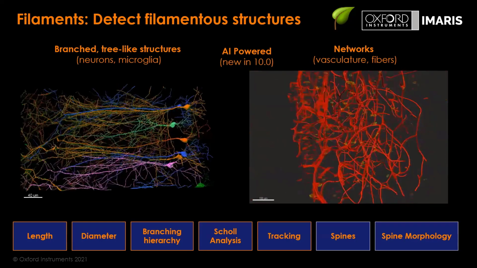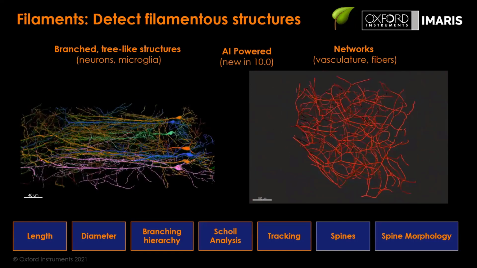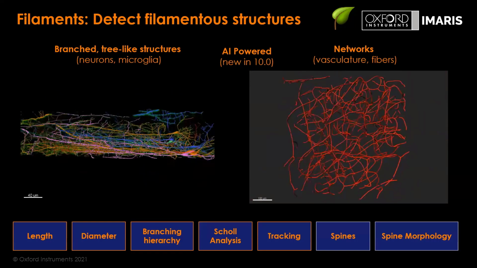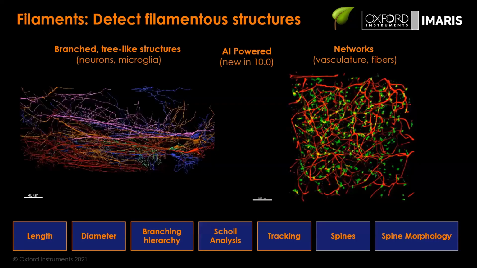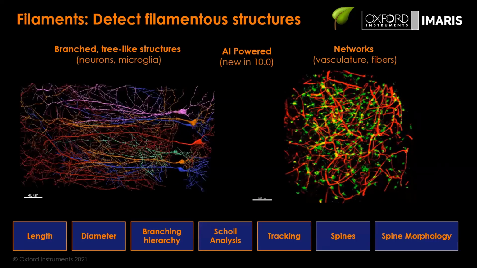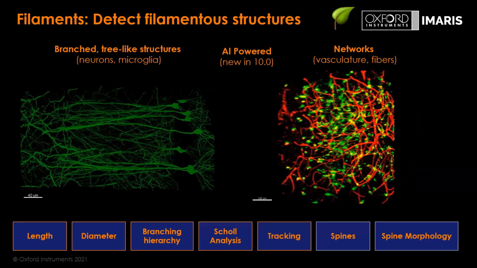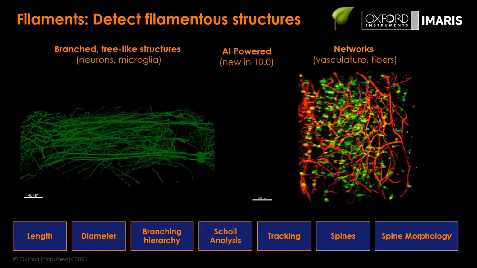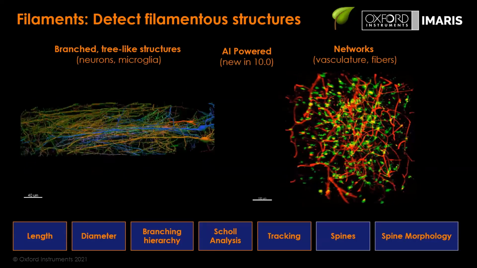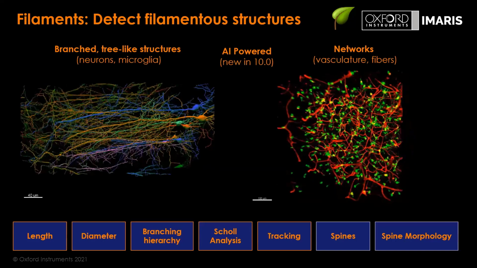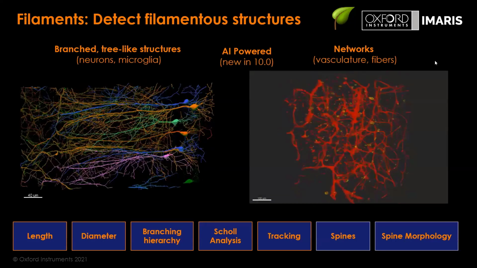you will create all of those objects to get length, diameter, branching hierarchy, how many branch points, how many terminal points do we have? Also in terms of the vasculature, how many branch points, what is the thickness and the diameter or the length of each individual segment in my vasculature. And then you can also do Sholl analysis, how complex is my neuron, how complex is my microglia, also spine and spine morphology.